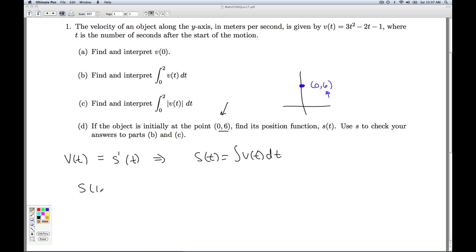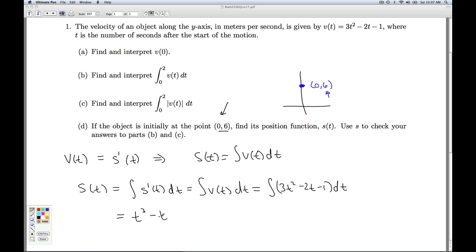So s of t is the integral of s prime of t dt, which is the integral of v of t dt, which is the integral of 3t squared minus 2t minus 1 dt. This is the same antiderivative I've had before, so it's t cubed minus t squared minus t, but since there's no definite limits, I know that all these antiderivatives are off by a constant.